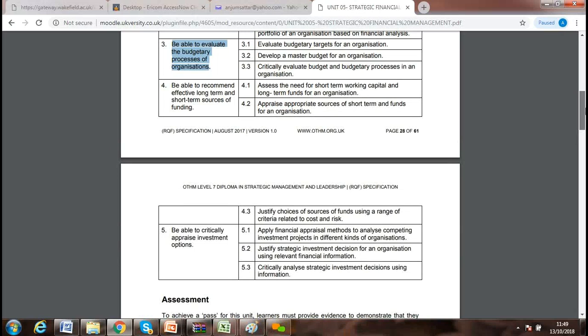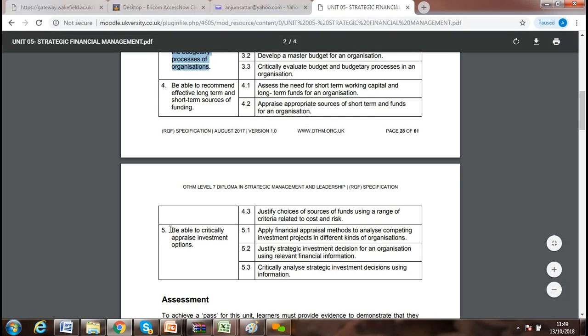Then the fourth lesson will go through: be able to recommend effective long-term and short-term sources of funding. We'll discuss different sources of funding, where we can get the funds, why, and what factors we need to look at in the short term, medium term, and long term. What effect will it have on our organization's performance? All this will be our focus in lesson 4.